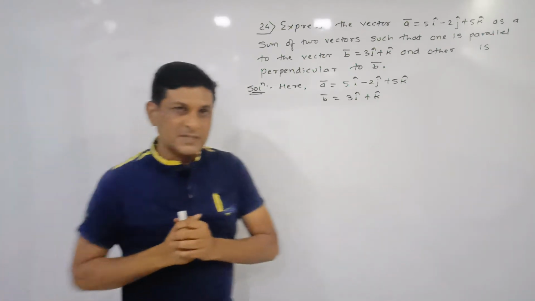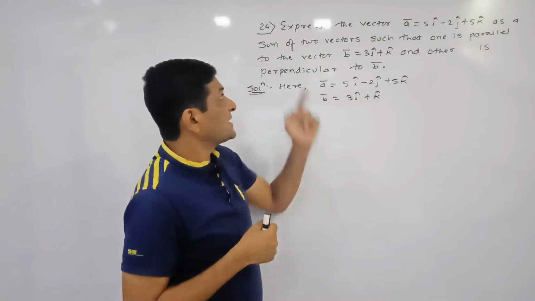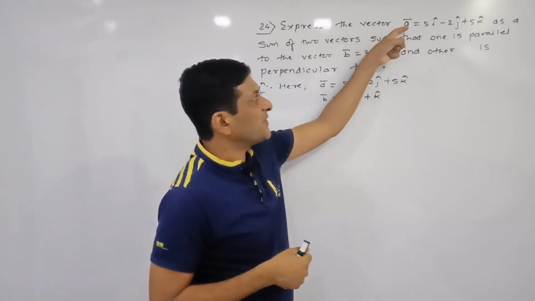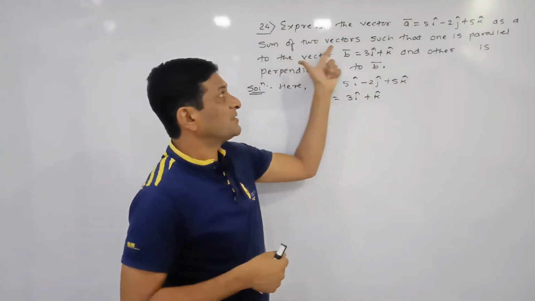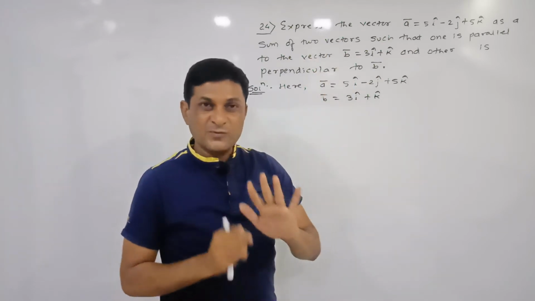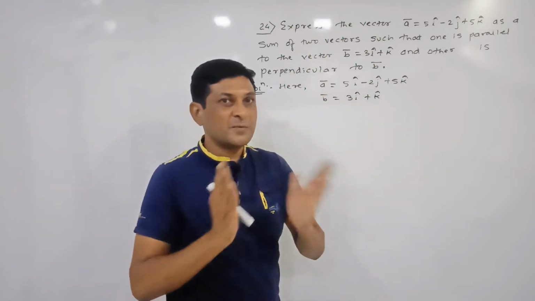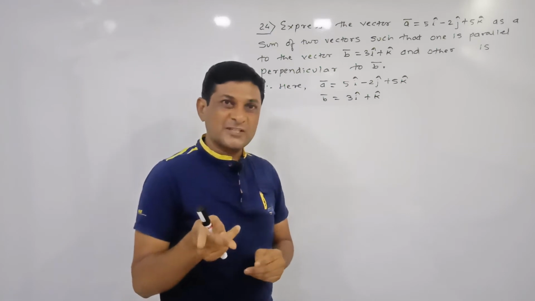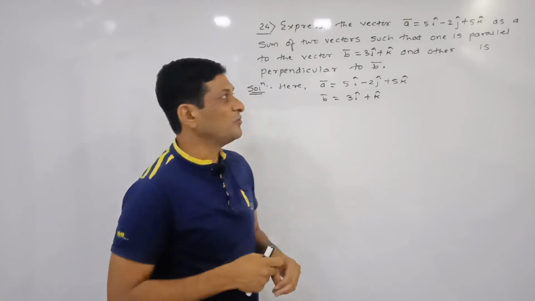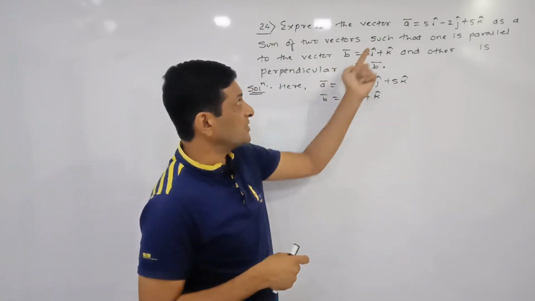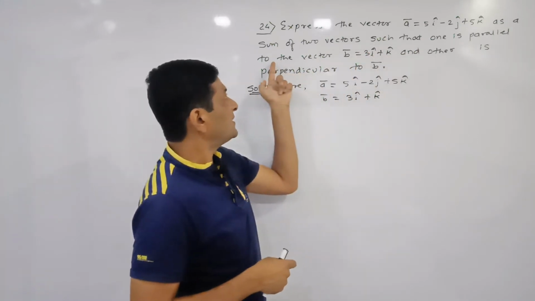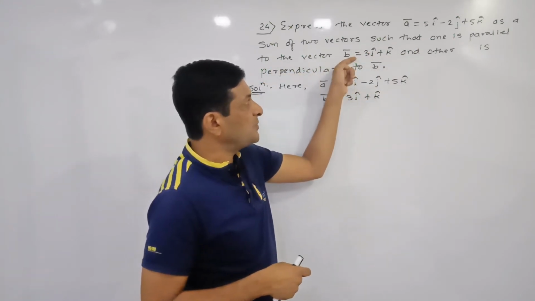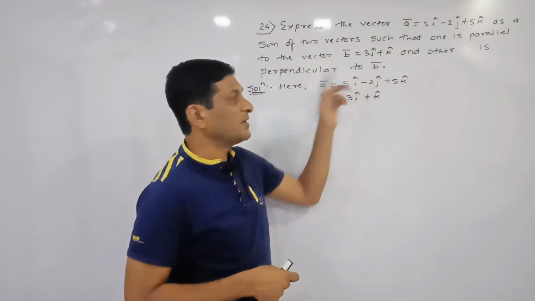So now observe the next example. In this example we have to express this vector a bar as the sum of two vectors. So means one vector is given to us, we have to split it up into two parts. Means we have to express it as the sum of two vectors satisfying this condition, such that one vector is parallel to this B bar and the other is perpendicular to B bar.